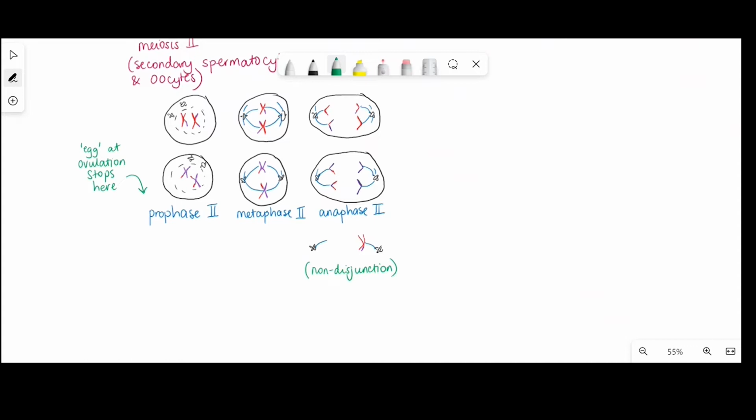And one result of non-disjunction is trisomy 21, or 3 copies of chromosome 21 in a person, which is also called Down syndrome, or monosomy X, where only one X chromosome is present out of the sex chromosomes, and that's called Turner syndrome. And there's a couple of others as well. And there's some evidence to suggest that some of the connections between sister chromatids deteriorate over time, which makes the prevalence of non-disjunction increase with maternal age.